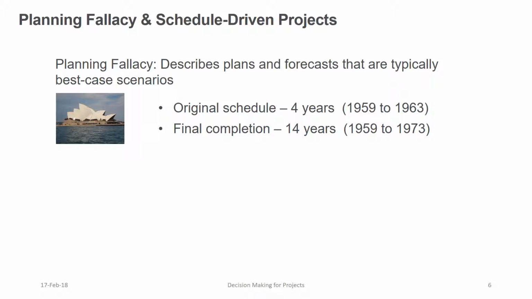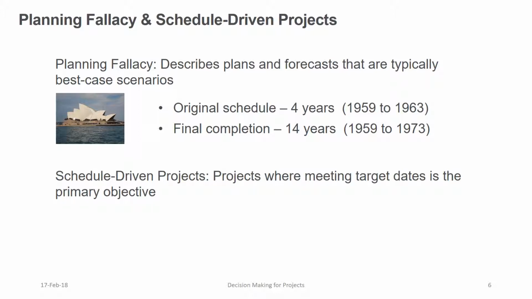The optimism of planners and decision makers is one cause for the planning fallacy. However, sometimes unrealistic plans are driven by the desire to get a plan approved. A schedule-driven project is one where meeting target dates is the primary objective. Unfortunately, the desire to pass through decision gates at the scheduled time means that decisions may be based on incomplete and inaccurate information and without a real understanding of the associated risks and uncertainties.